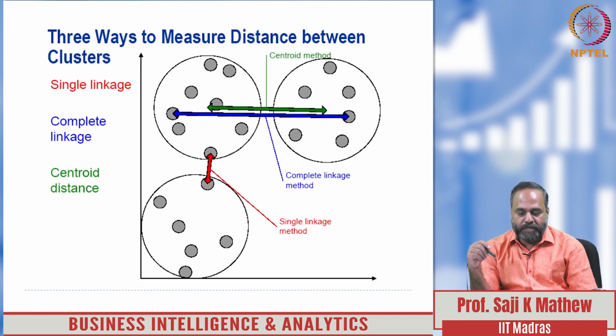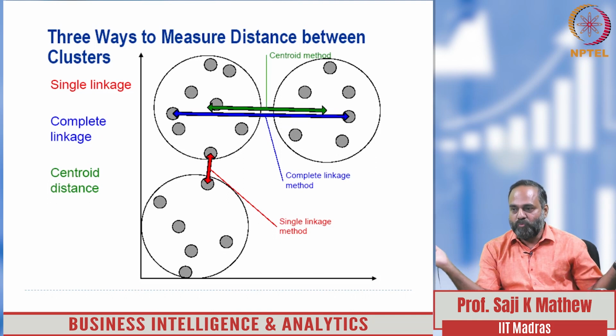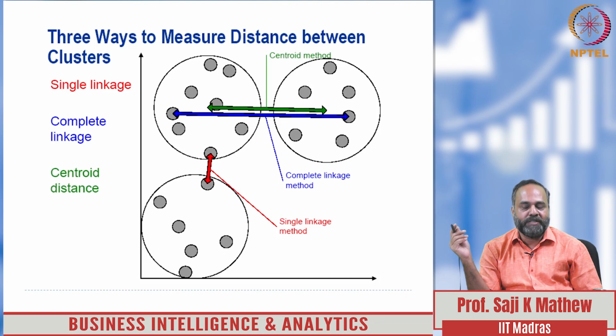There are three clusters here, and you can see in single linkage it is the shortest distance, the distance between the nearest objects. In complete linkage you take the farthest distance. You go in the pessimistic way, that is the maximum distance that exists between two clusters. And then there is also a centroid distance, which is the distance between centroids of the clusters.